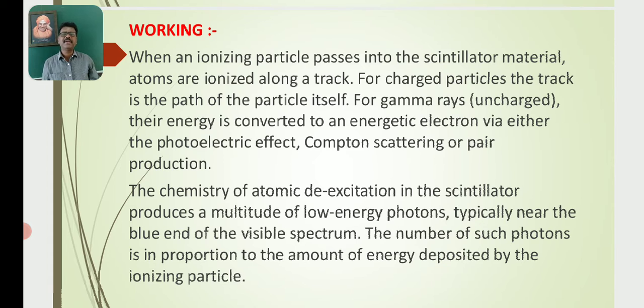So then what about the working? When an ionizing particle passes into the scintillator material, atoms are ionized along a track. For charged particles, the track is the path of the particle itself. For gamma rays, being uncharged, their energy is converted to an energetic electron via either the photoelectric effect, Compton scattering or pair production.